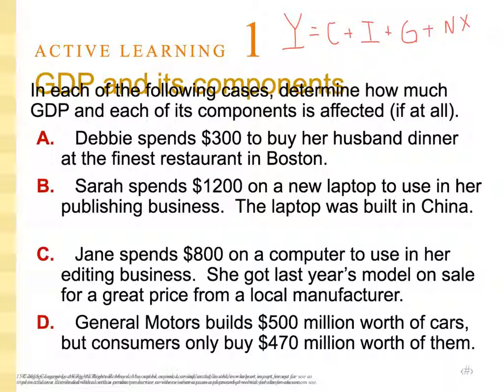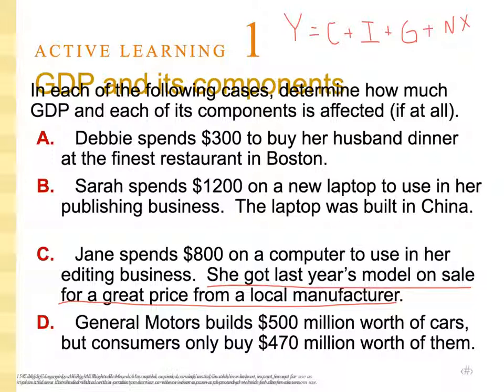And in the next one, Jane spends $800 on a computer to use in her editing business. She got last year's model on sale for a great price from a local manufacturer. Well, again, there's kind of two ways to look at this one too. The net effect means no effect in GDP. But let's look at it the first way. You could say that, hey, this is last year's model and GDP is only the current year, so there you go. We don't have to do anything. And that is a good answer.